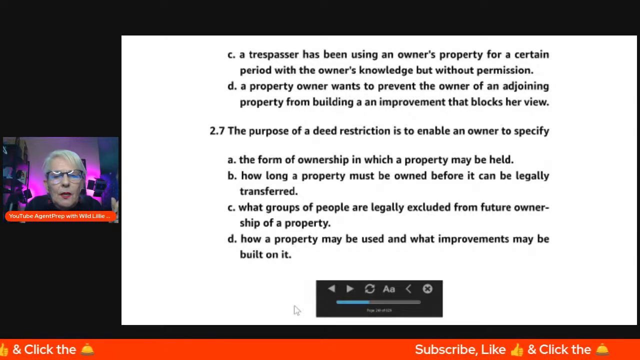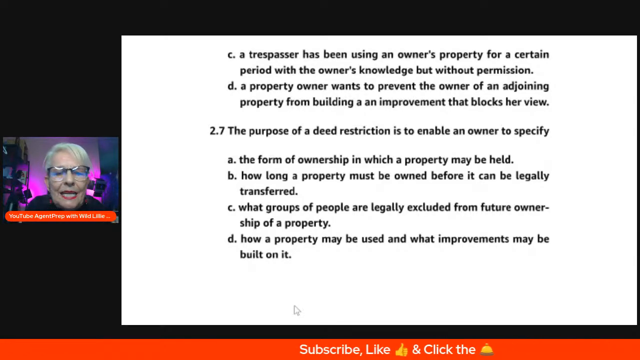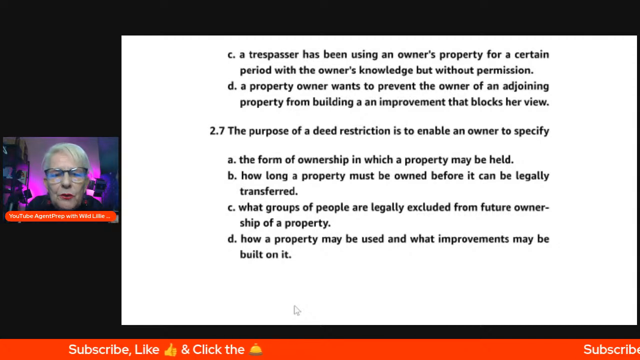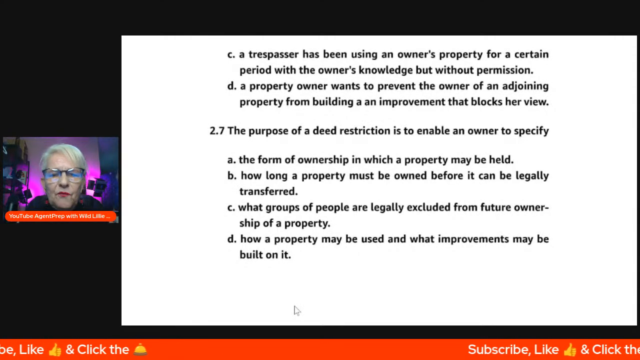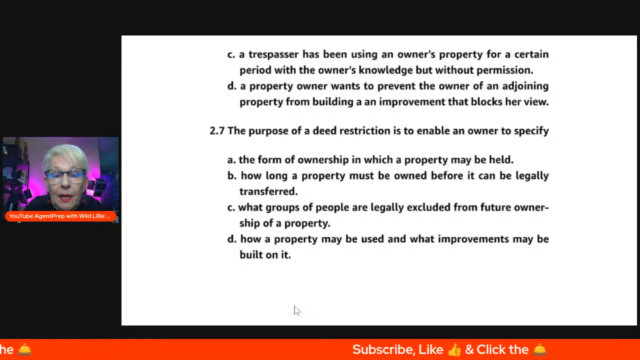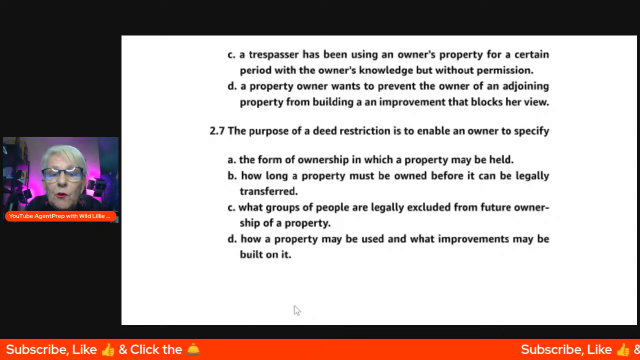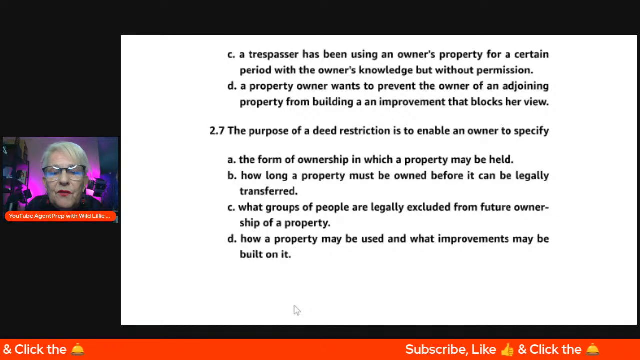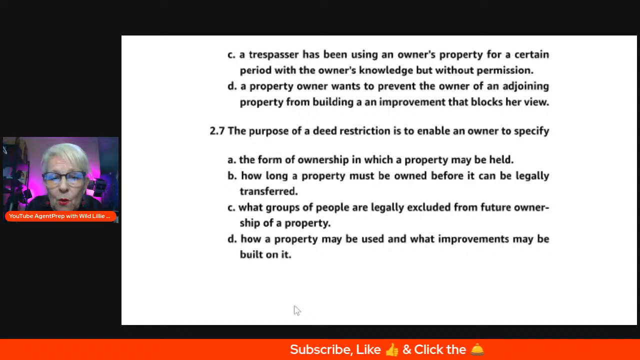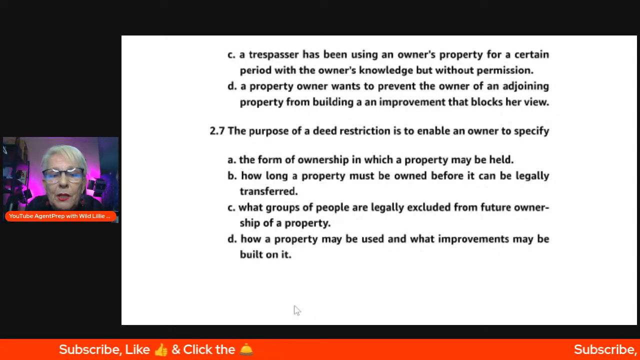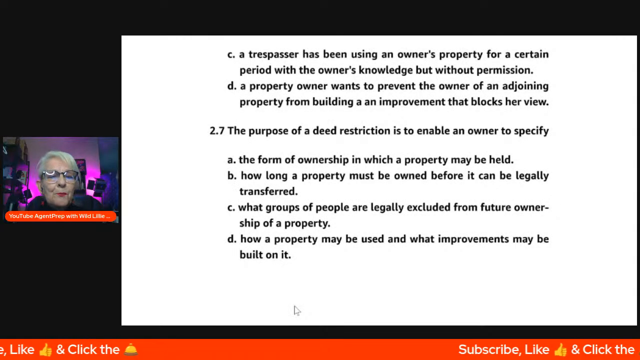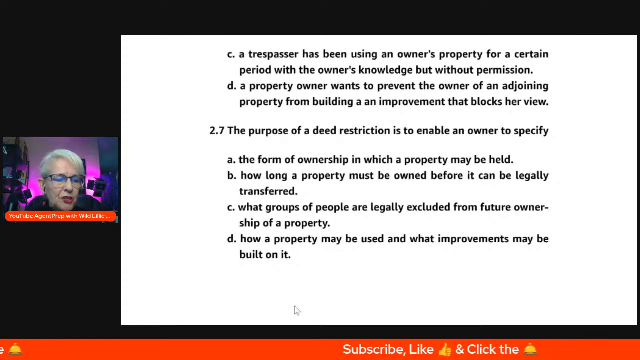Number 7, the purpose of a deed restriction. What is a deed restriction? Is to enable an owner to specify A, the form of ownership in which a property may be held. B, how long a property must be used before it can be legally transferred. C, what group of people are legally excluded from future ownership of a property. Or D, how a property may be used and what improvements may be built on it. So what is the purpose of a deed restriction?